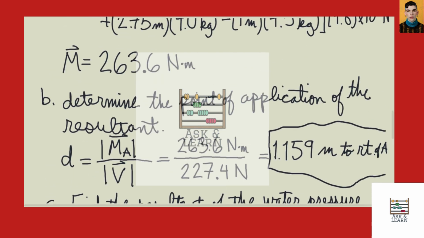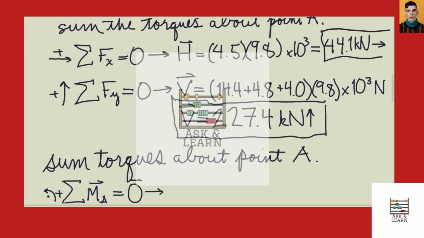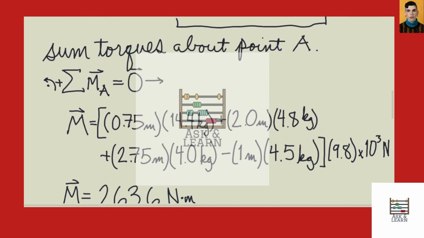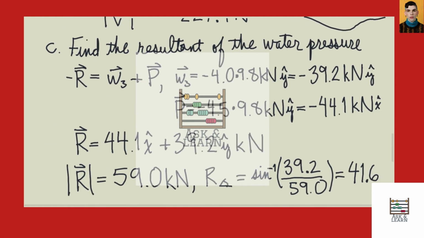Okay, and we need to box up an answer up here as well. We have 227. That is an answer that shows up in the back of the book. And we have 44.1 kilonewtons in the rightward direction. That's one of the answers they requested as well. And finally, we can answer part C.